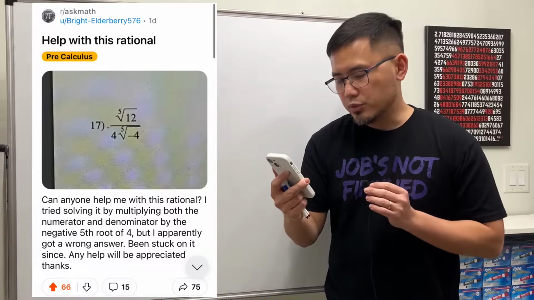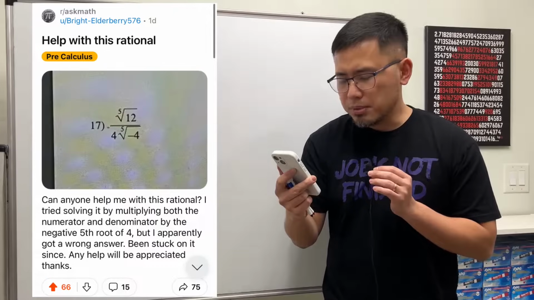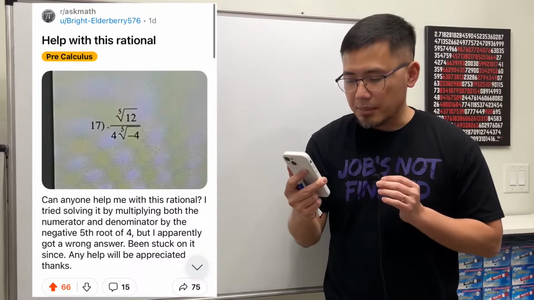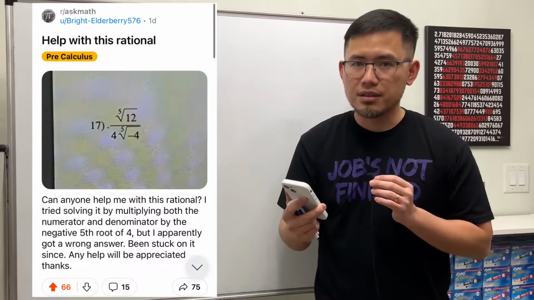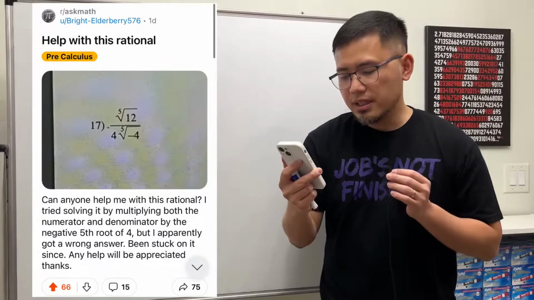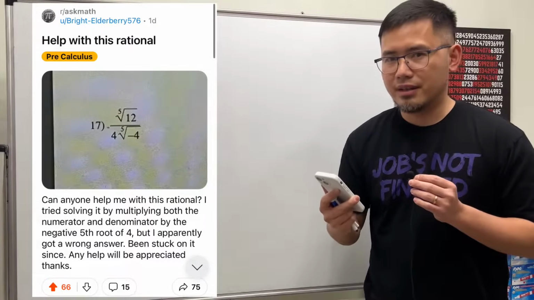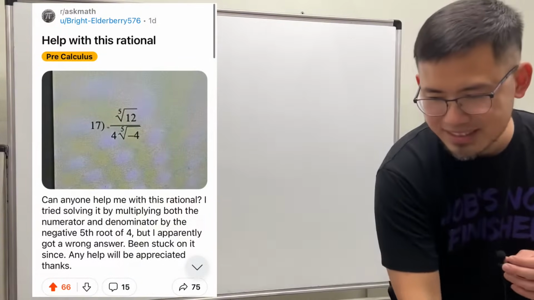Can anyone help me with this rational? I tried solving it by multiplying both the numerator and the denominator by the negative fifth root of 4, but I apparently got a wrong answer. Being stuck on it, any help would be appreciated. Thanks. Let's go over this.